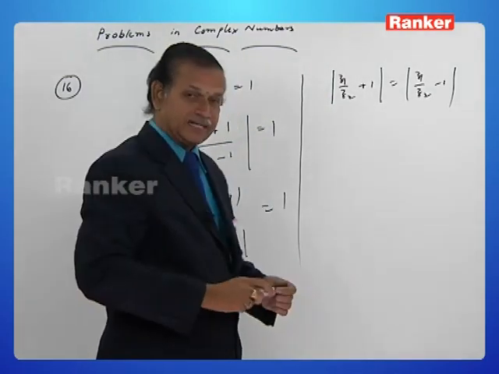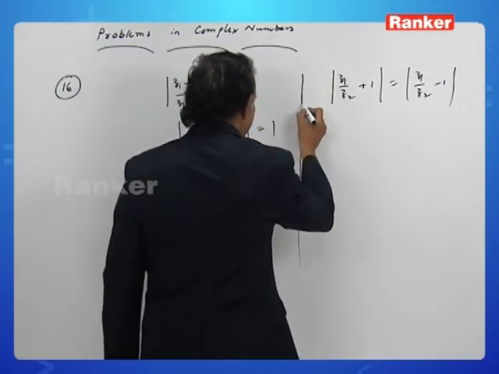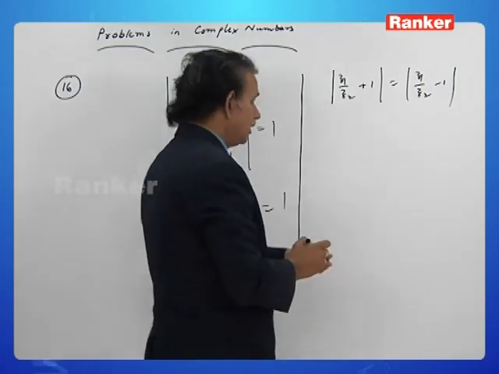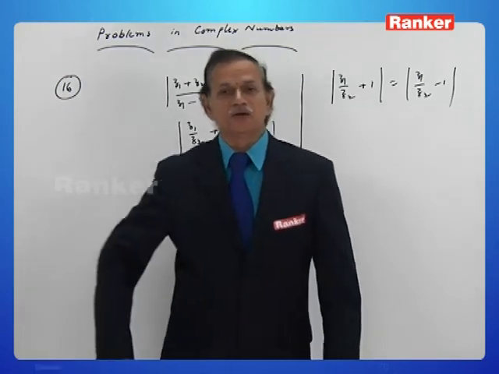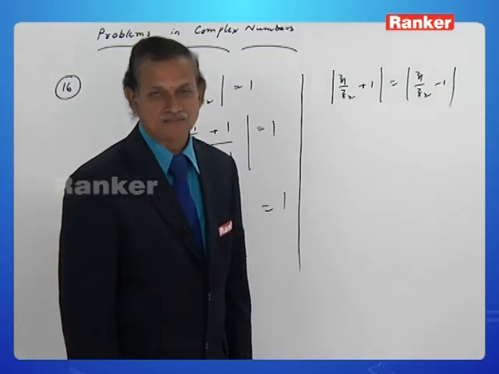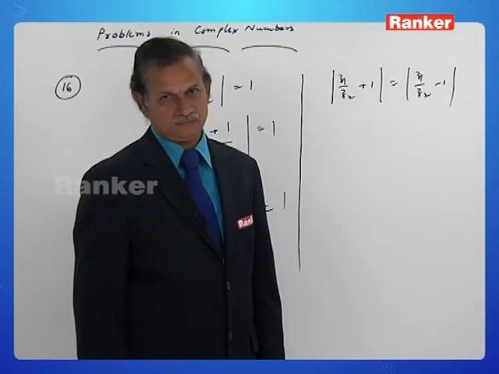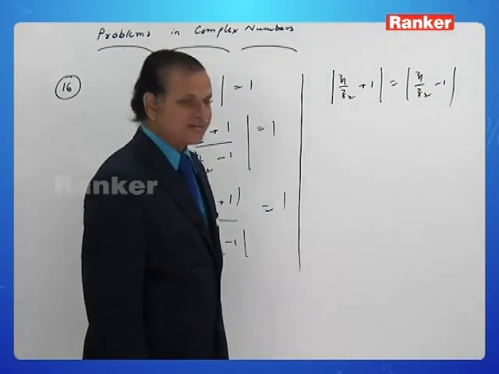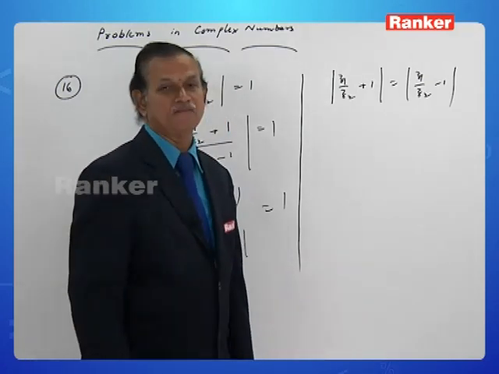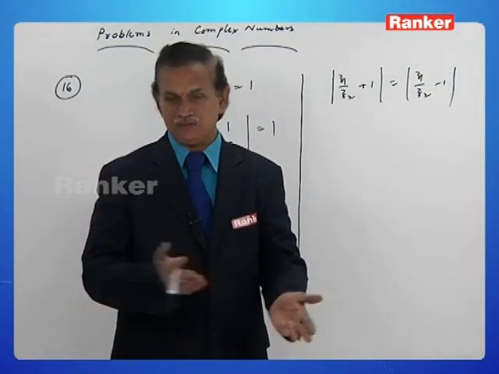At this moment, let us recall that if mod (Z plus A) is equal to mod (Z minus A), then the locus of Z is the perpendicular bisector of the line segment joining the points (A, 0) and (minus A, 0). According to that, if you consider Z1/Z2 as some Z, then mod (Z plus 1) is equal to mod (Z minus 1). So Z lies on the perpendicular bisector of the segment joining (1, 0) and (minus 1, 0).